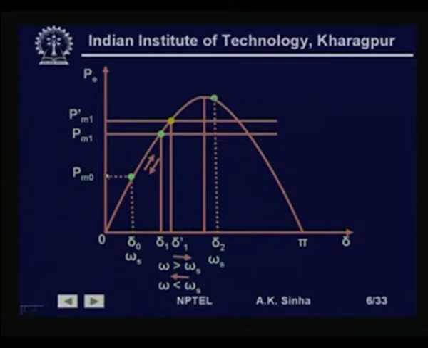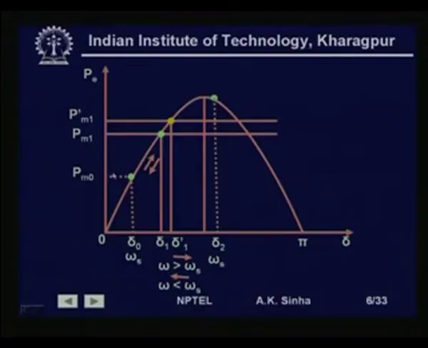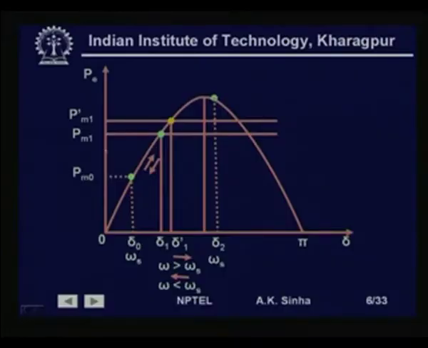Now, suppose we suddenly increase the mechanical input to the turbine generator system from Pm0 to Pm1. Now, what is going to happen? We have Pm1 minus Pm0 amount of mechanical input which is now excess, because the electrical output at this instant, t equal to 0 plus, is still equal to Pm0. So, this is the amount of accelerating power available, the excess mechanical power available to the system.